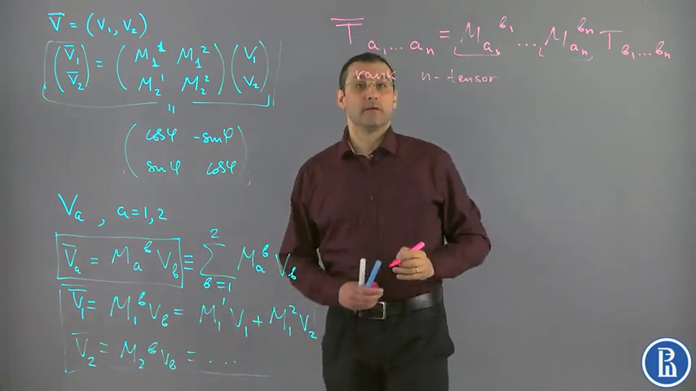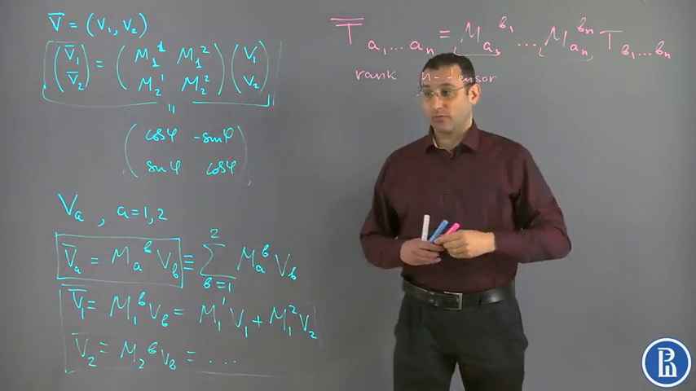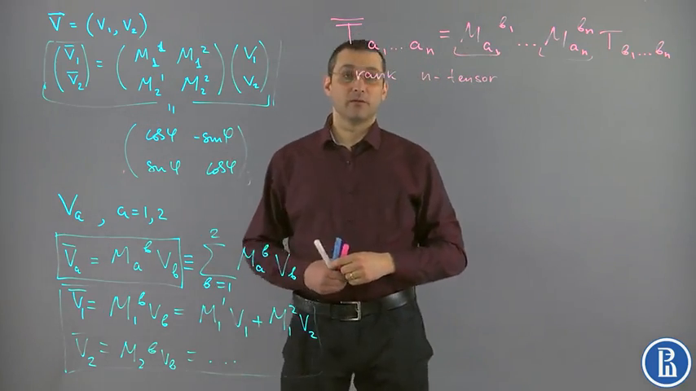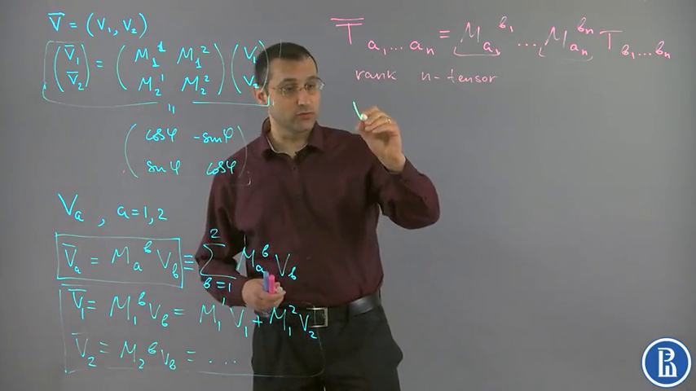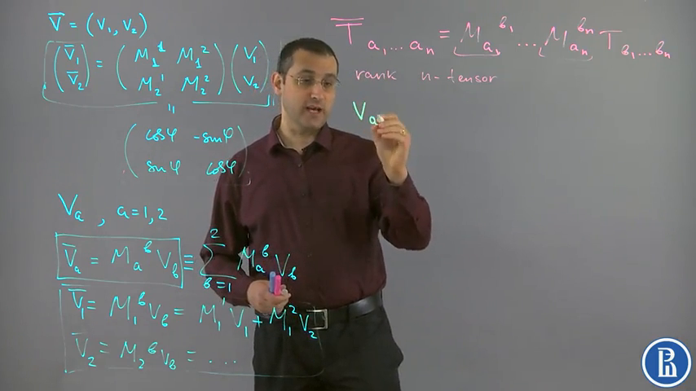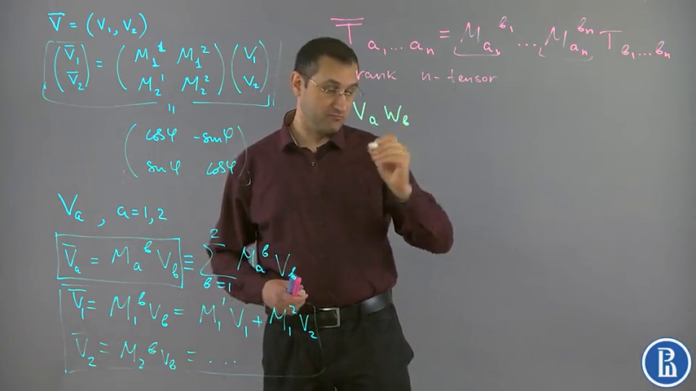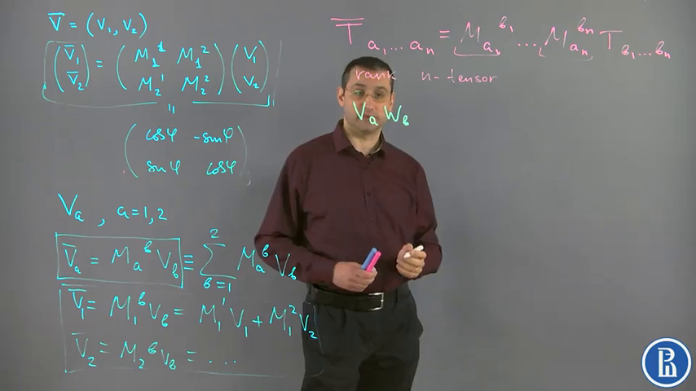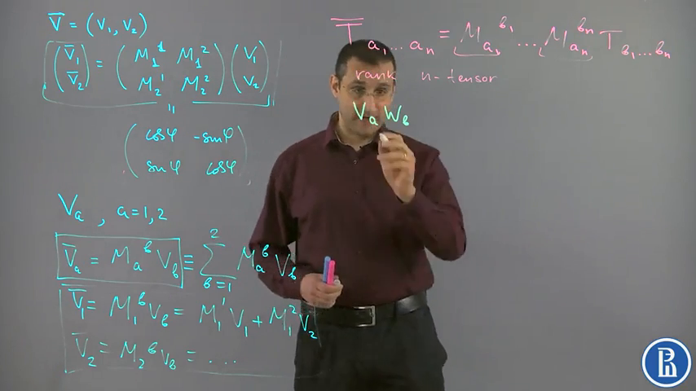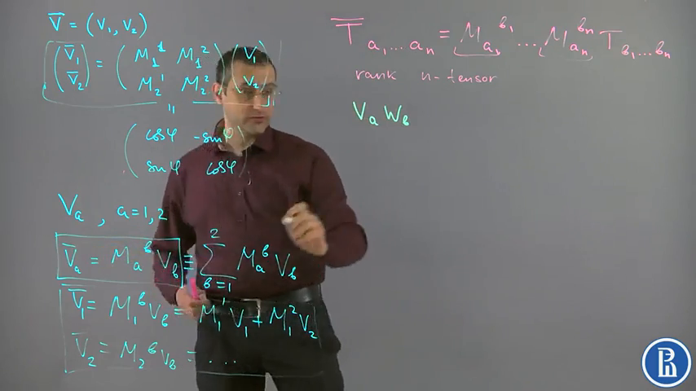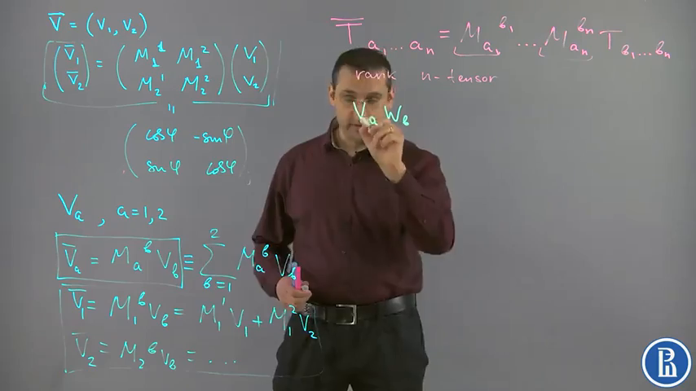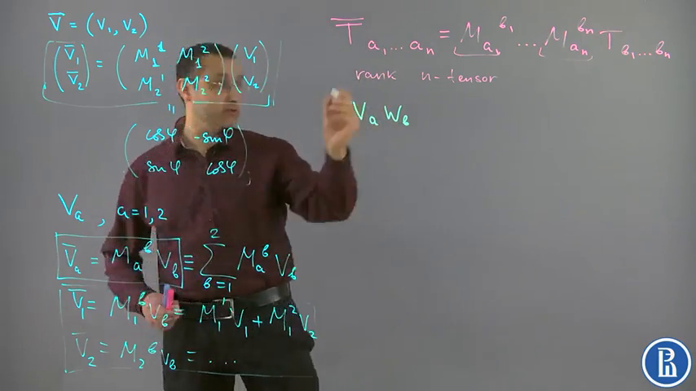Okay, so the simplest example of a tensor with two indices is just a tensor product of two vectors, for example, V_a and W_b. This is a tensor with two indices. It carries two indices, and under rotations it transforms according to this rule. Each of these two vectors transforms with this matrix, so the rule is the same.